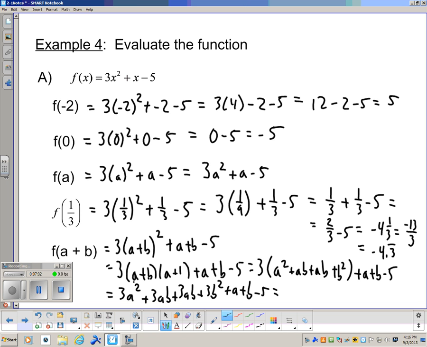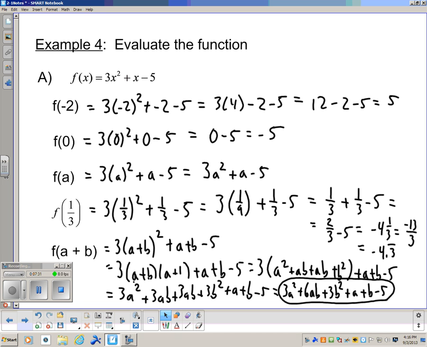And then my last thing to do is look to see if I've got any like terms to combine, and I do. Those middle terms, that 3ab and that 3ab, I can combine those, so I get 3a squared plus 6ab plus 3b squared plus a plus b minus 5. So here is my final result. There's nothing left to combine on that one, so we are finished with that one.